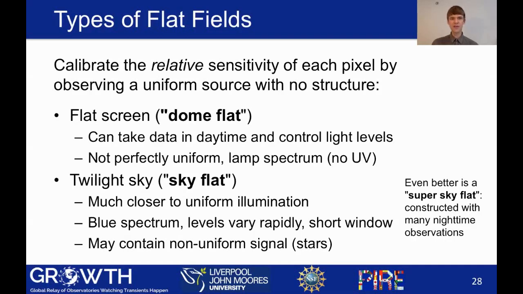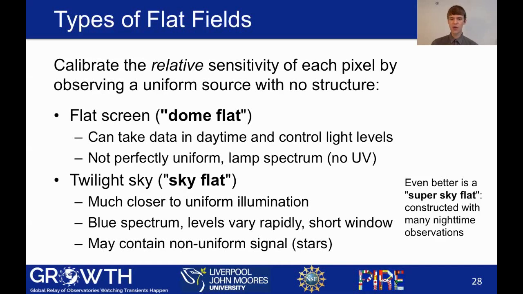We do this using a method known as flat fielding. Essentially, we point the telescope at a region of the sky or another reference source that is known to be very close to flat. The true intensity as a function of position is the same at each location. There are two ways to do this. The first method is using a flat screen within the telescope dome, or perhaps even within the instrument itself. That's known as a dome flat.